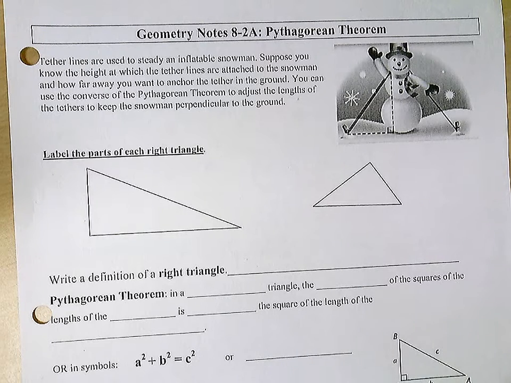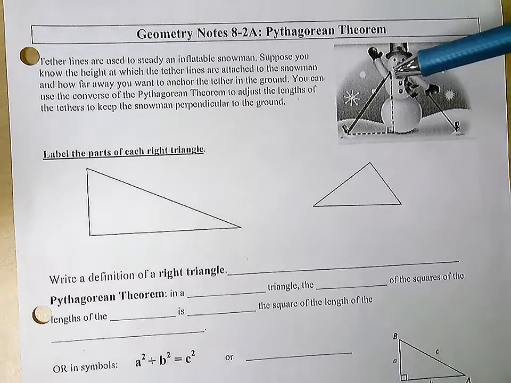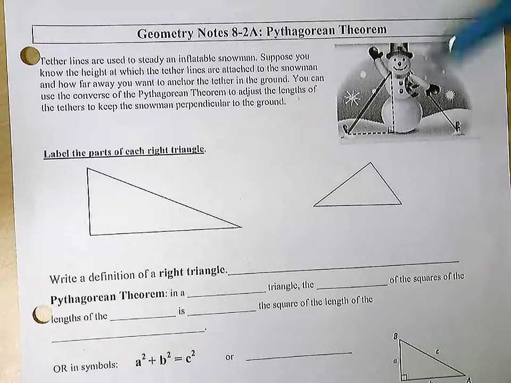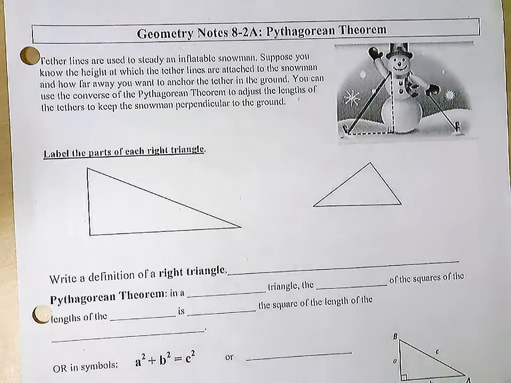There we go. So tether lines are used to study an inflatable snowman. Suppose you know the height at which the tether lines are attached to the snowman and how far away you want to anchor the tether in the ground. You can use the converse of the Pythagorean theorem to adjust the lengths of the tethers to keep the snowman perpendicular to the ground. So if you want your snowman to be perpendicular and you know your two different lengths, you can find that other length of that triangle.